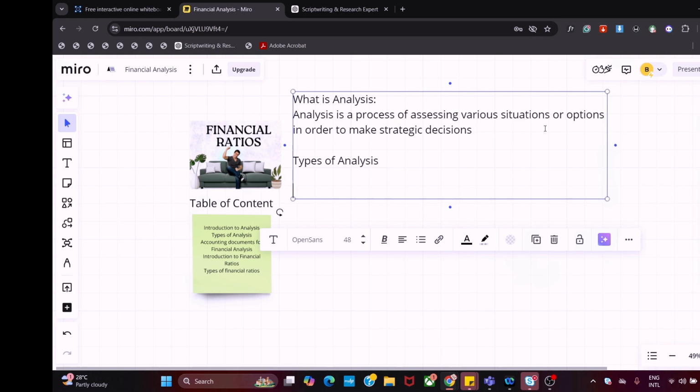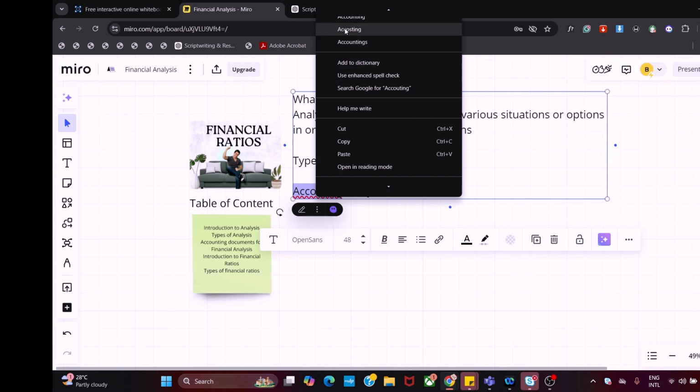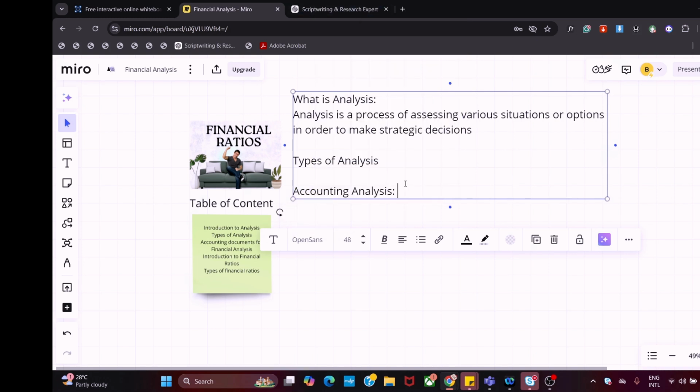So we have two major types of analysis. The first type of analysis we have is the accounting analysis. Accounting analysis. Now, when we are talking about the accounting analysis, what are we trying to say?